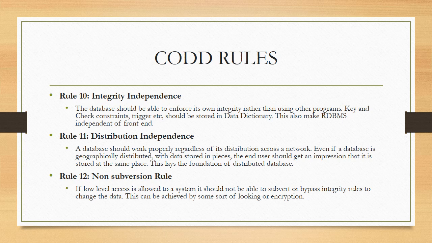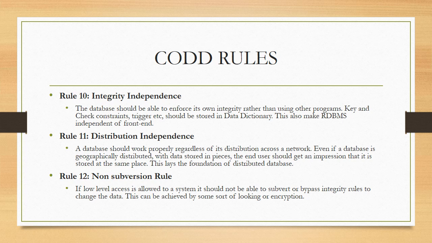Rule 11, the distribution independence rule. The database can be located at the user's site, the server, or any other various network locations. When it is accessed by the end user, they will only get the impression that the data is located at one site only.